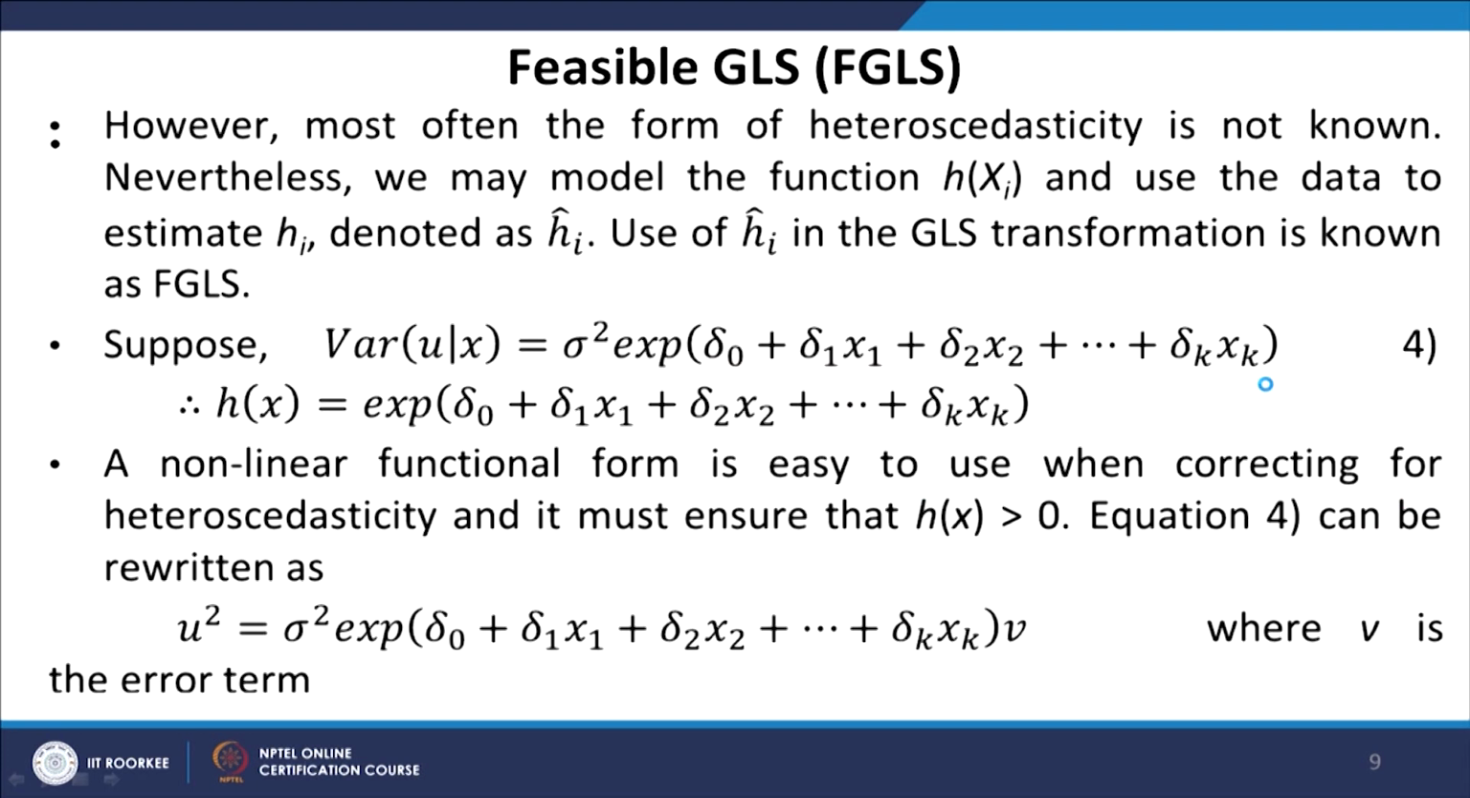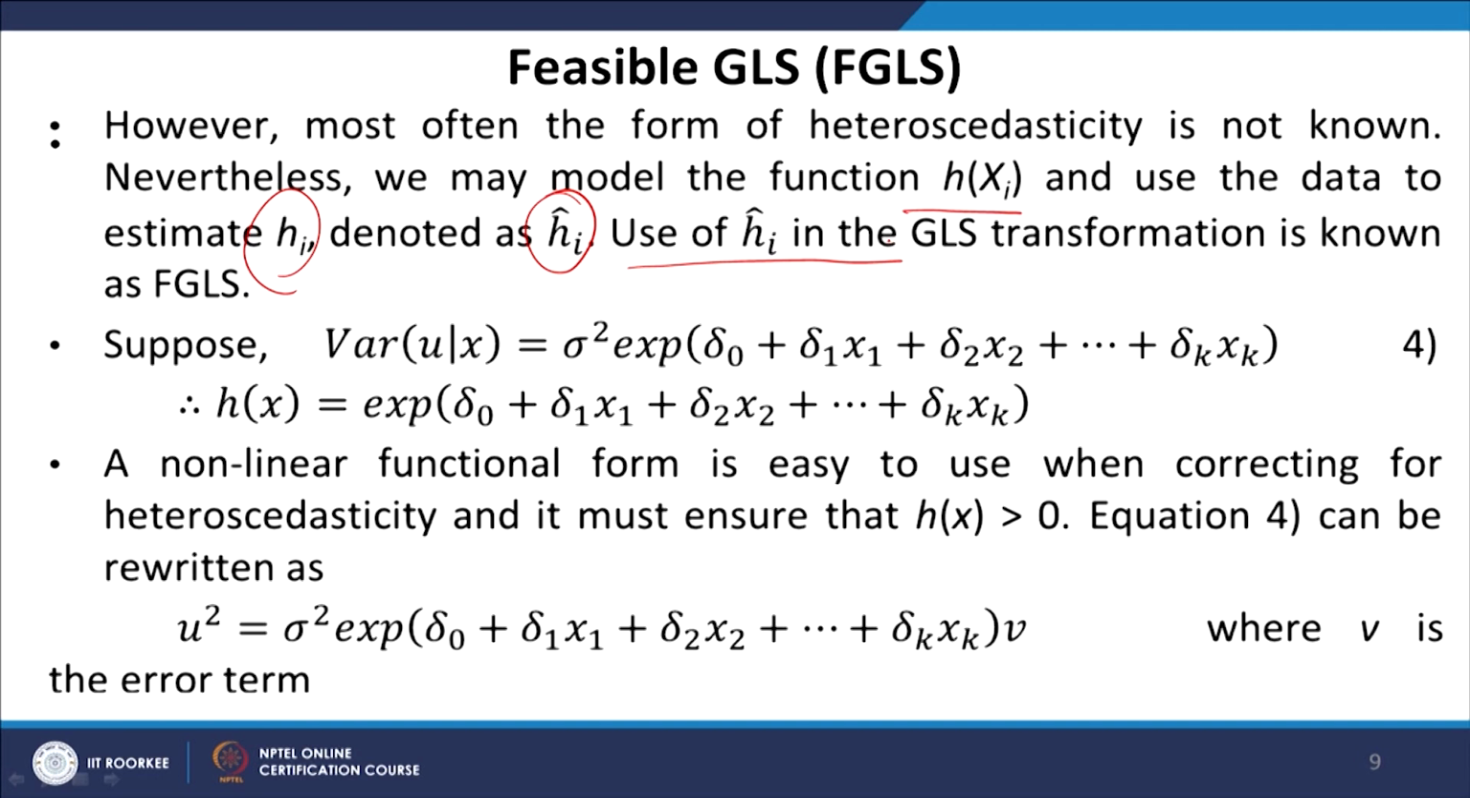Then we talk about something called feasible GLS. This is applicable when you do not know the form of heteroscedasticity. Most often the form of heteroscedasticity is not known. Nevertheless, we may model the function h(xi) and use the data to estimate hi, denoted as hi hat. Use of hi hat in the GLS transformation is known as FGLS, or feasible GLS.